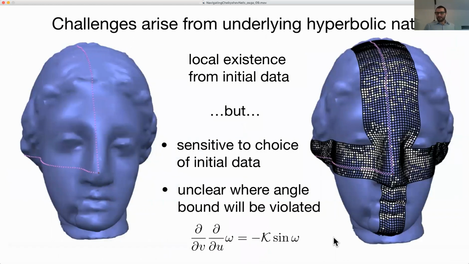Computationally, we tried the approach of starting with some Cauchy data and evolving it using a hyperbolic approach. But as one can expect, this local existence gets you only so far. You place down the initial data, you evolve from it, and you immediately run into your angle bound where you don't expect it. We couldn't overcome this by choosing our initial data very well, because it was very sensitive to the choice of initial data. So we needed a whole new approach to throw this one out the window.